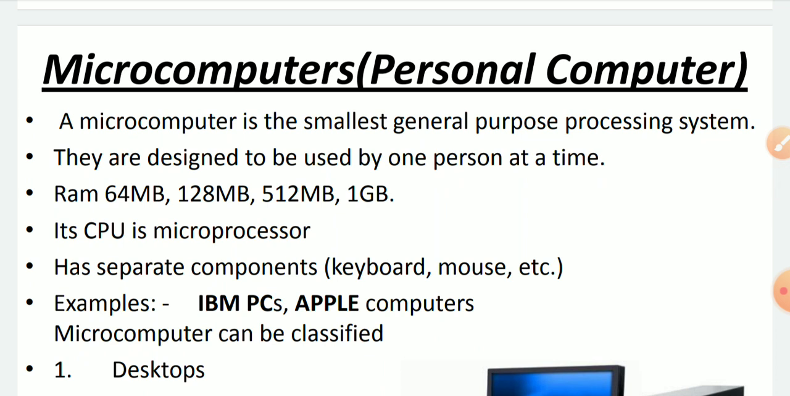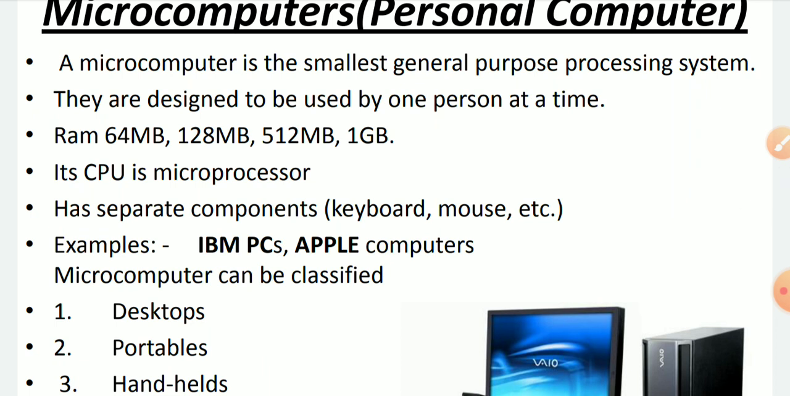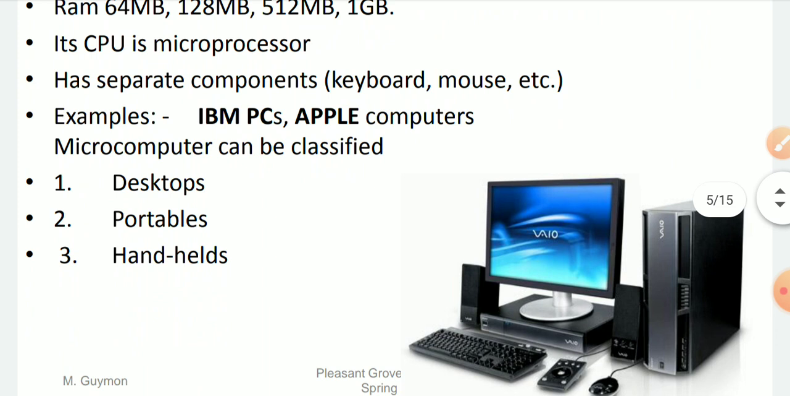That is RAM 64 MB, 128 MB, 512 MB, 1 GB, 2 GB, 4 GB, etc. RAM is used in the microcomputer for the processing. Its CPU is a microprocessor, and it has separate components, that is keyboard, mouse, etc. In the microcomputer, for the input and output we use separate devices. Examples of microcomputers are IBM PCs, Apple computers, etc.